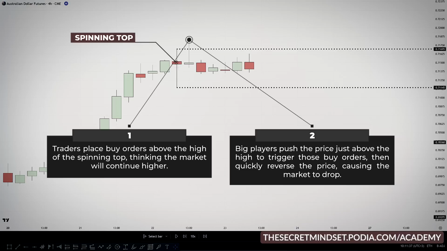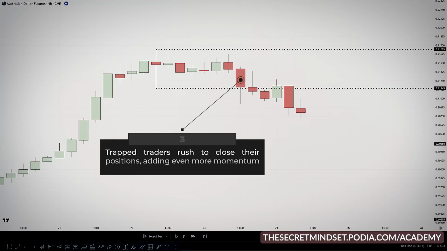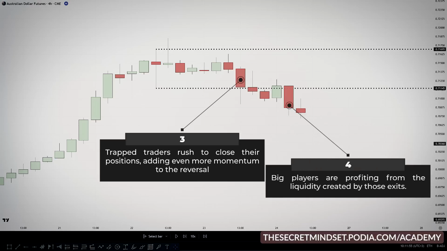The traders who entered long positions are now trapped in losing trades, and they rush to close their positions, adding even more momentum to the reversal. This is exactly what the big players want. They've engineered the move to create panic and force traders to exit their positions at a loss, all while profiting from the liquidity created by those exits.